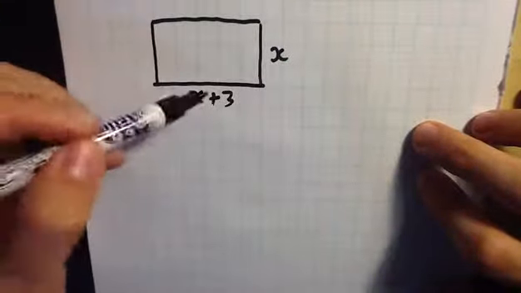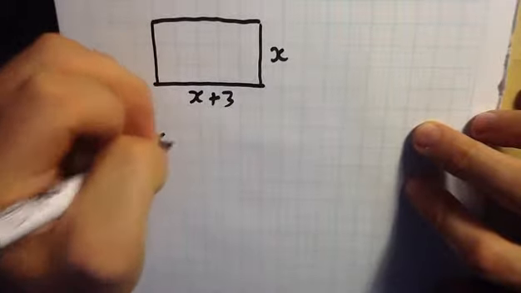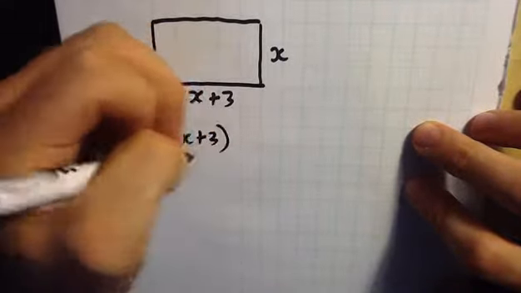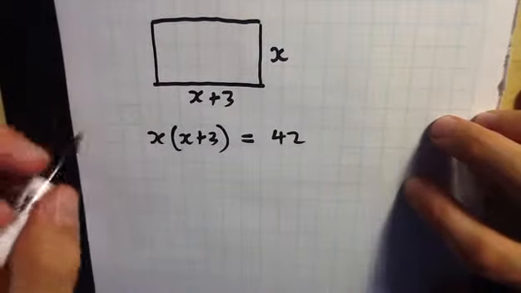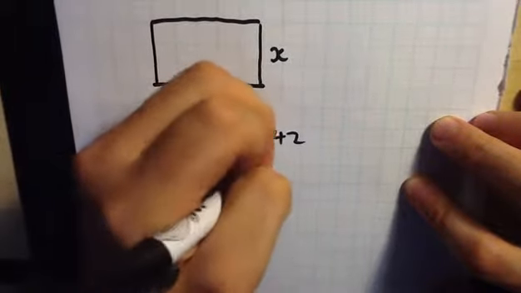Okay, so area of a rectangle is length by width, isn't it? So, I can get the length and the width and multiply them together, and that would give me the area, and I know the area is 42. So there is my equation. Okay? I then just expand these brackets. X squared plus 3x is equal to 42.